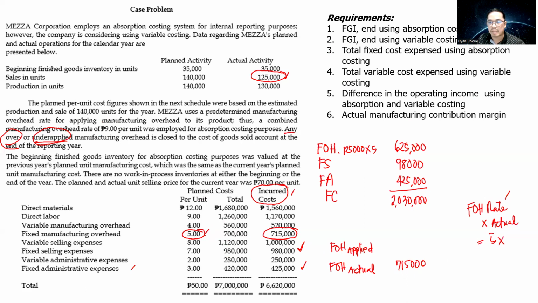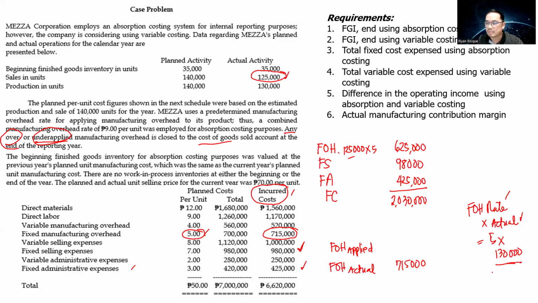We have to multiply it with the actual level of activity, which is 130,000. Remember, you produced 130,000, but you only sold 125,000. The 5,000 would be left in the inventory. Still, the over and under applied amount would all be closed to cost of goods sold.